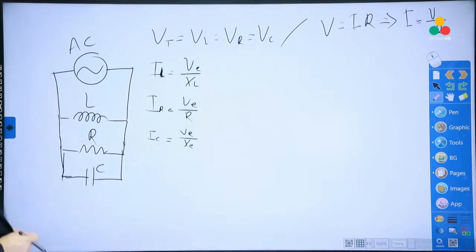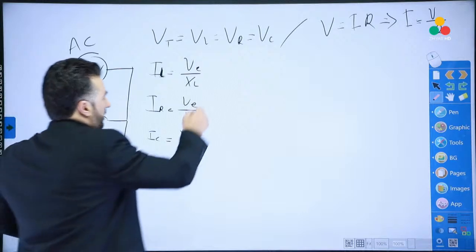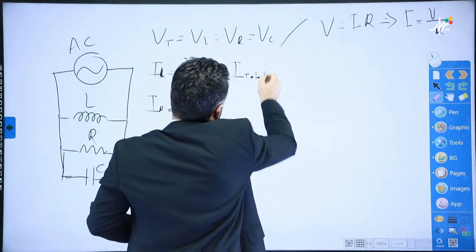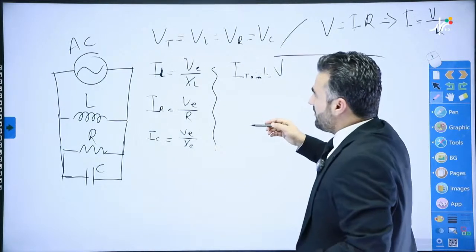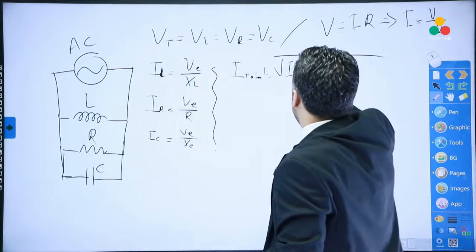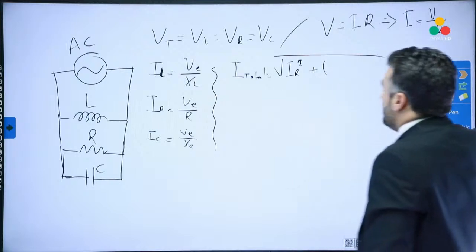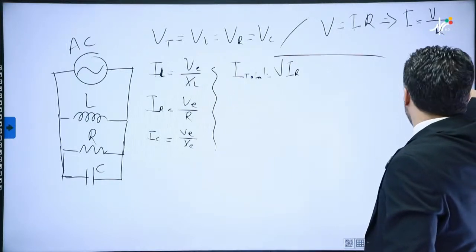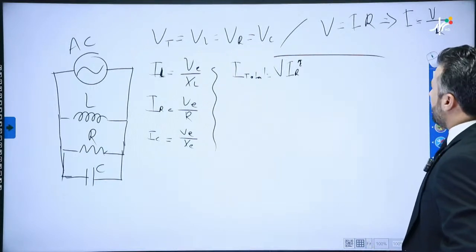But don't forget, these currents are additive. So how are we going to do this one here? In order to find the total current, we'll say the square root of, just like what we have used before, IR squared plus, but there is a little bit of difference here. So not this one precisely. Let's just keep it this way for now.